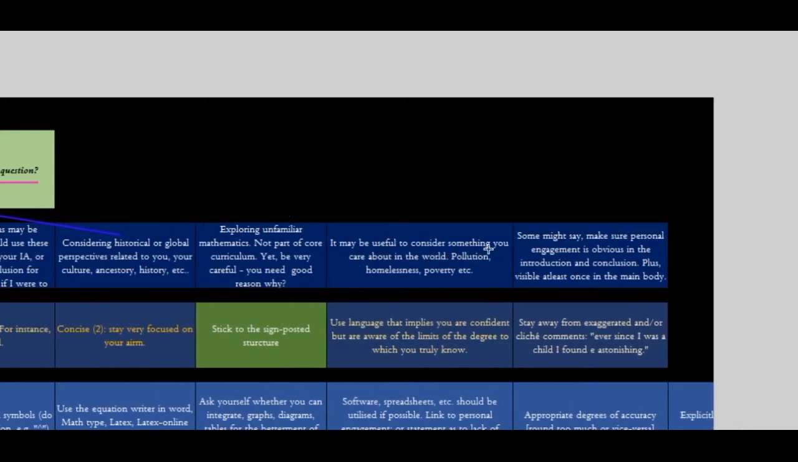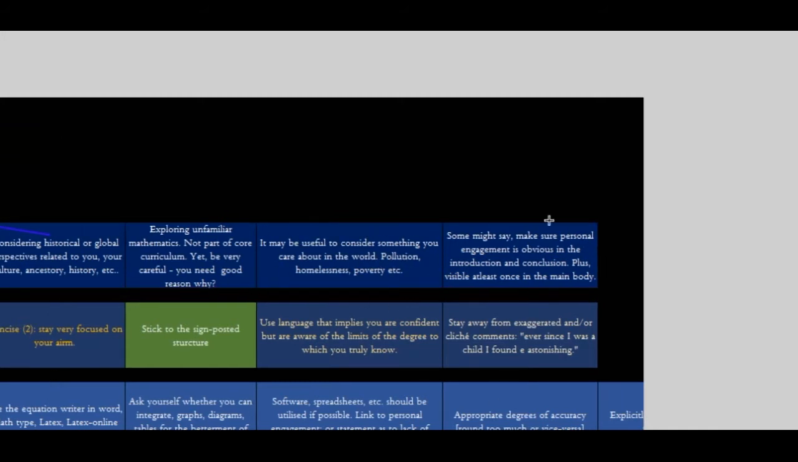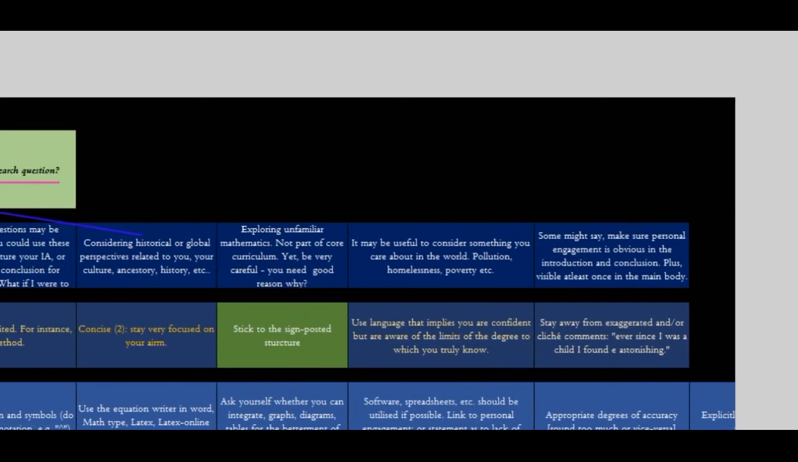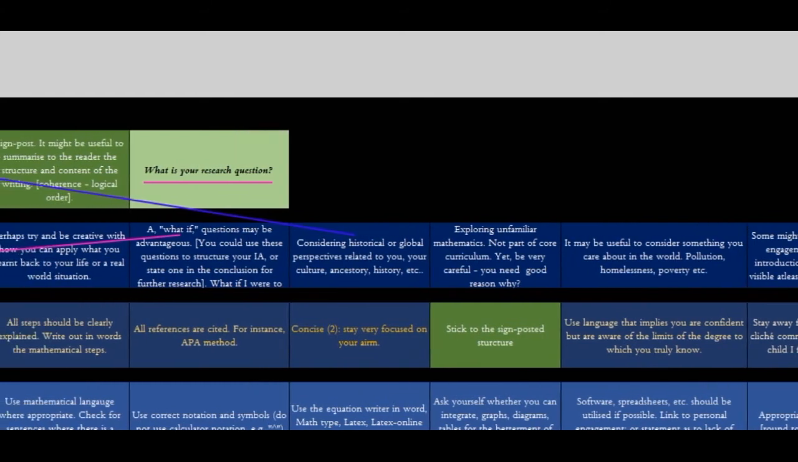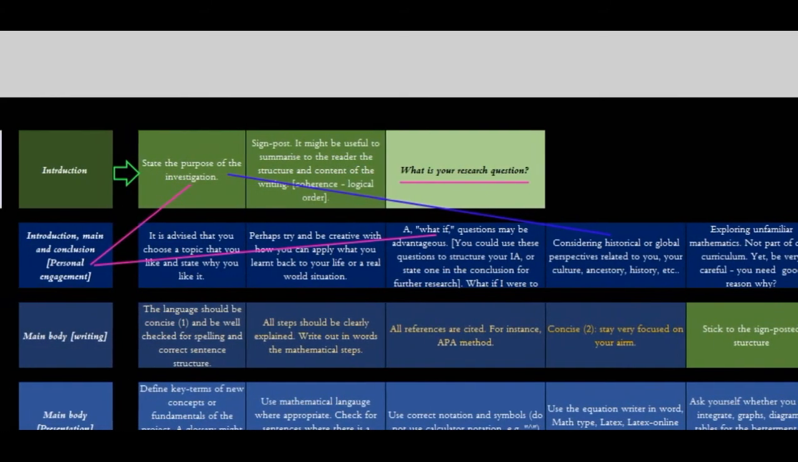It may be useful to consider something that you care about in the real world, so pollution, homelessness, poverty, something that you're generally interested in. That can depict personal engagement relatively well. And finally, some might say make sure personal engagement is obvious in the introduction and conclusion, plus visible at least once in the main body. I would begin with it, I would conclude with it, and I would consider it throughout my investigation.